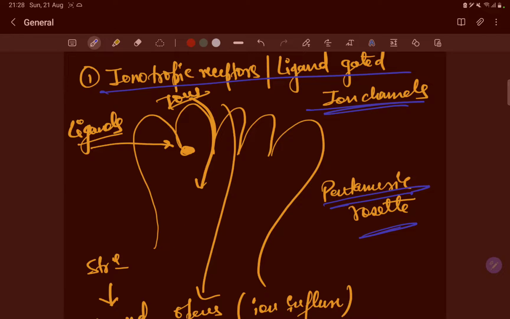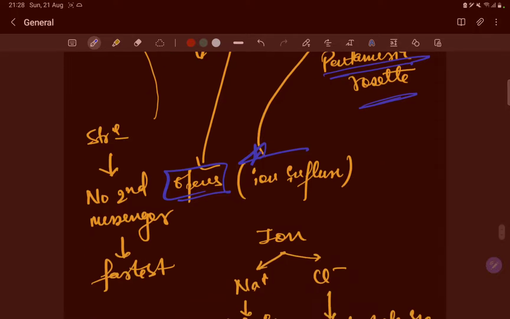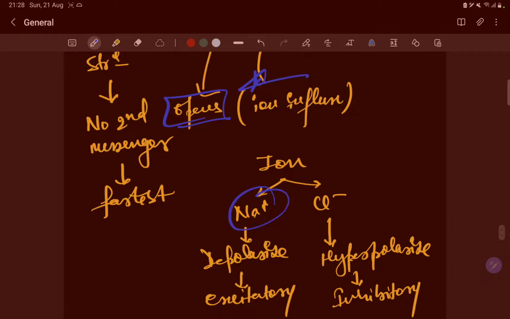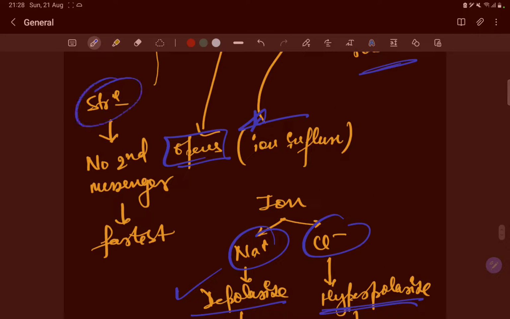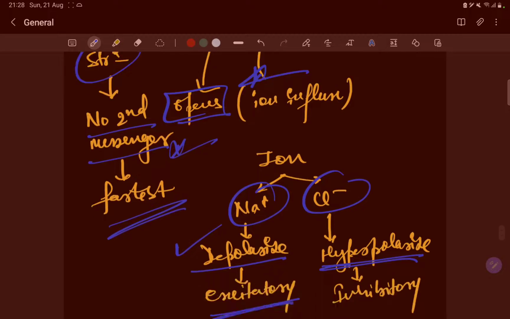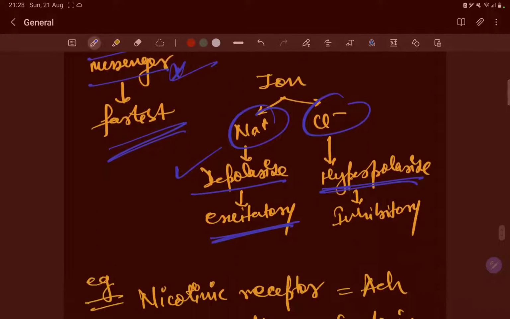These are pentameric rosettes. You can see 1, 2, 3, 4, 5. Now the ligands bind over here and it opens. There will be an ion influx, and then sodium will lead to depolarization, causing an excitatory response, and chloride hyperpolarizes and it will be an inhibitory response. Okay, now the structure does not need any secondary messenger and it is the fastest one. So this is all about the ionotropic receptors.